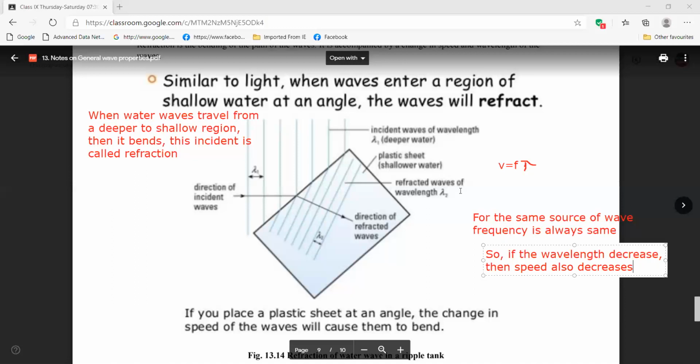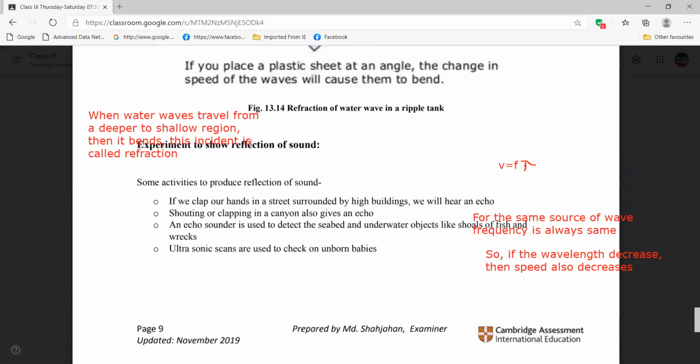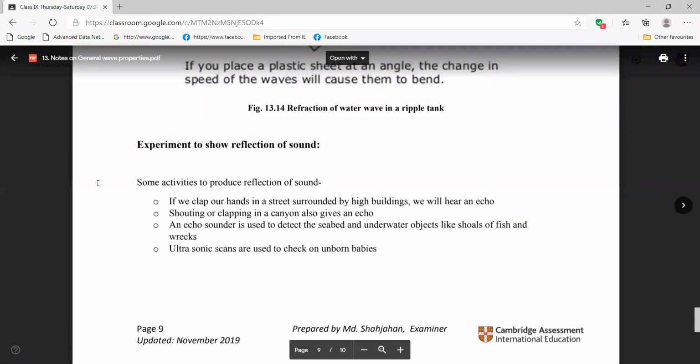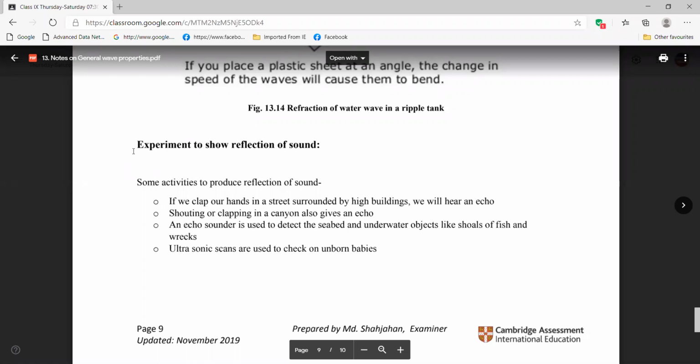Okay. So we are done with reflection and refraction together, right? Now we have the last part of the topic. Today the chapter will be finished except the worksheet. By this one we are done. We are at the end. So can you write this heading, experiment to show reflection of sound? Yes, write this heading.